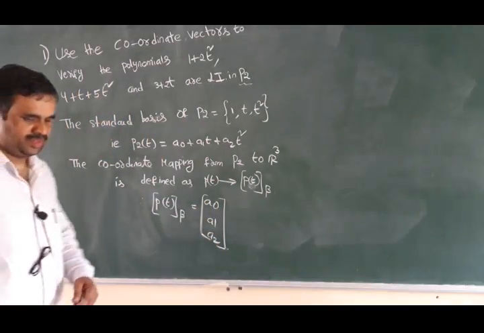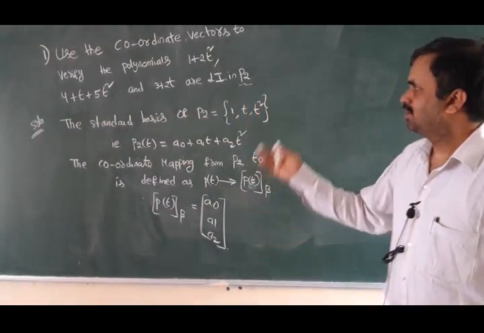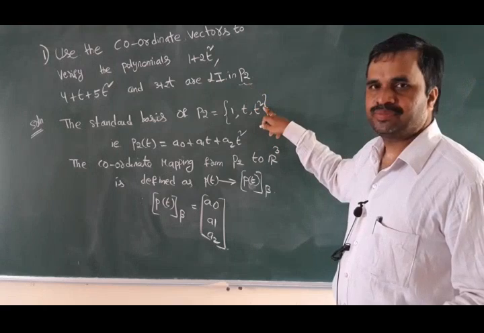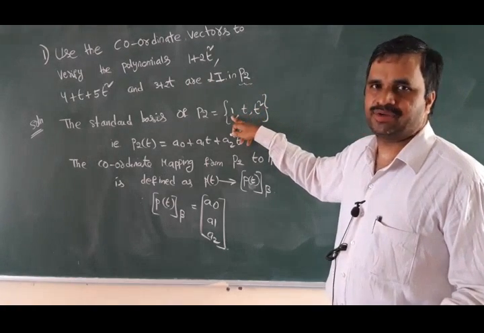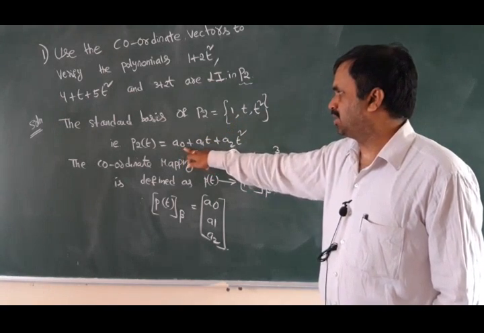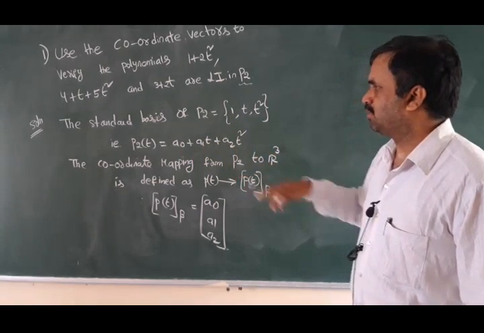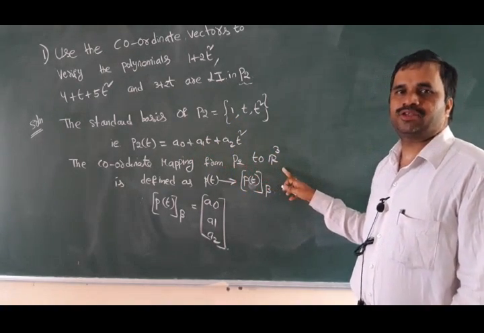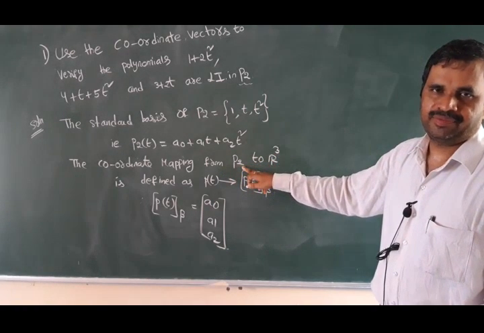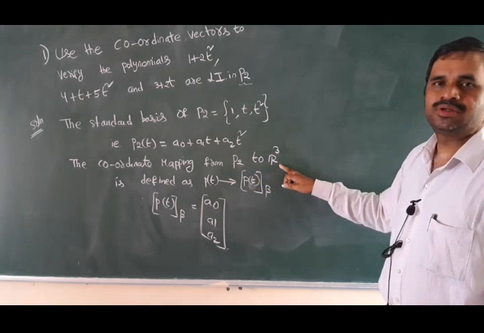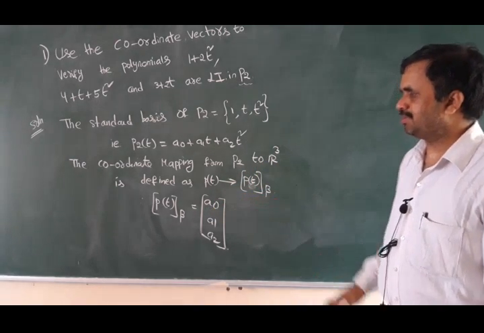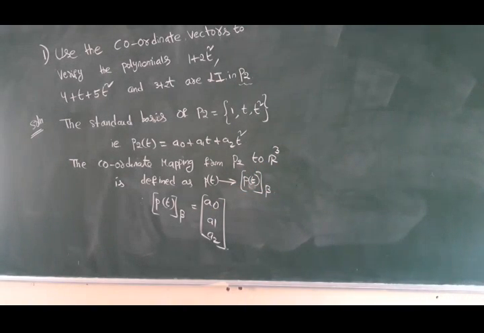So very simple. A polynomial of degree 2 is given. The standard basis for degree 2 is nothing but powers up to 2; obviously power 2, power 1 and a constant will exist. I wrote it as a linear combination a0 plus a1t plus a2t square. The coordinate mapping from P2 to R^3, because for a polynomial of degree 2, three numerical values will be there. [p(t)]_beta is nothing but the coefficients a0, a1, a2.